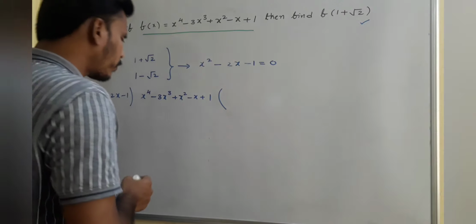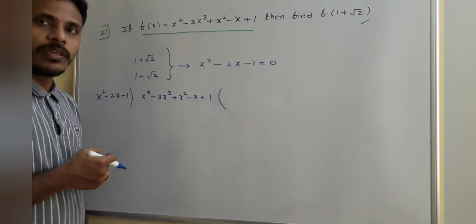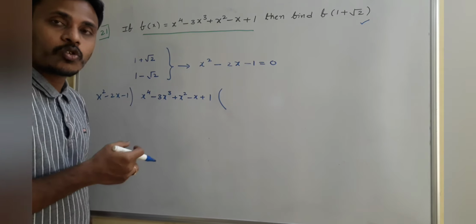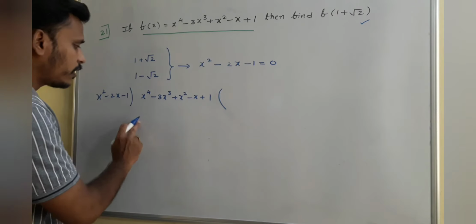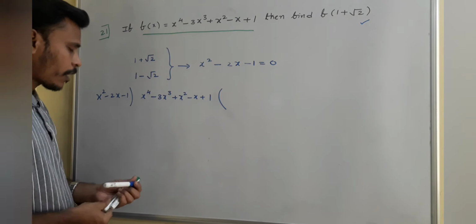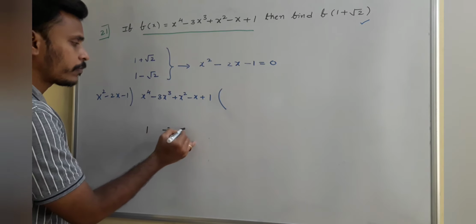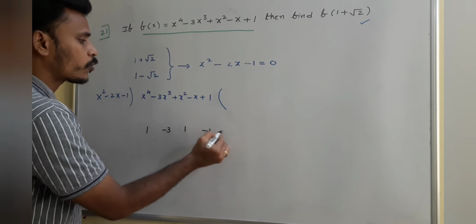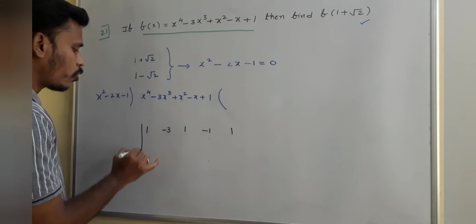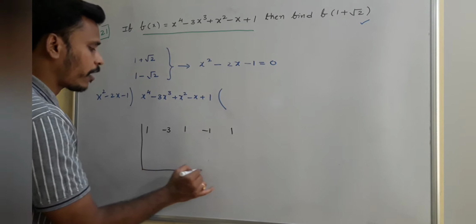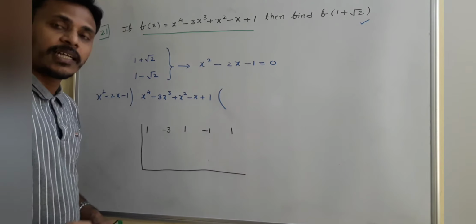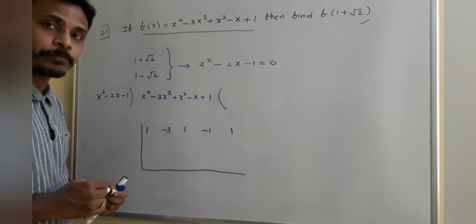So instead of moving with the actual division, I just go with synthetic division. For that, just list out the coefficients. What are the coefficients? 1, minus 3, 1, minus 1, 1. These are the coefficients of the polynomial since I am trying to go with the synthetic division of a quadratic factor.